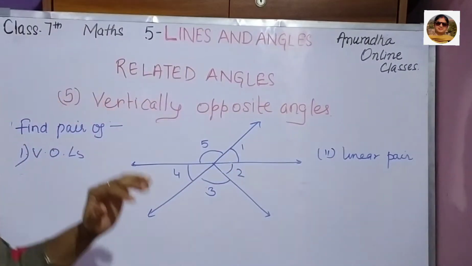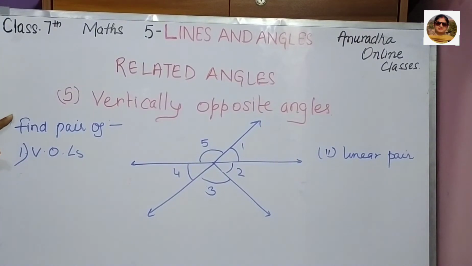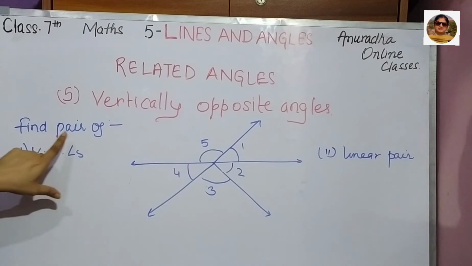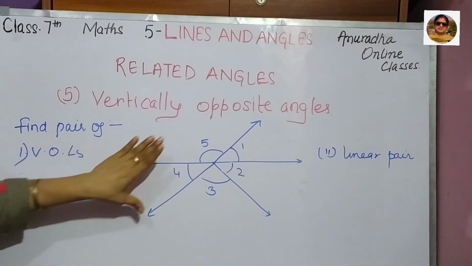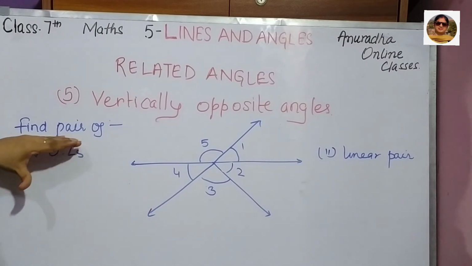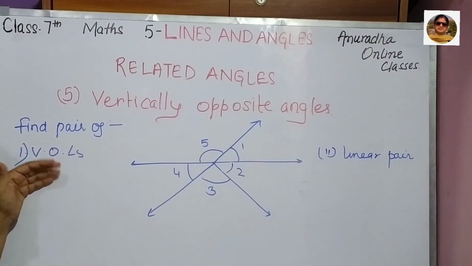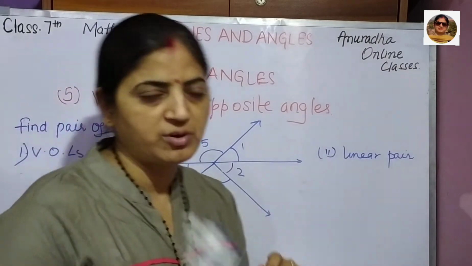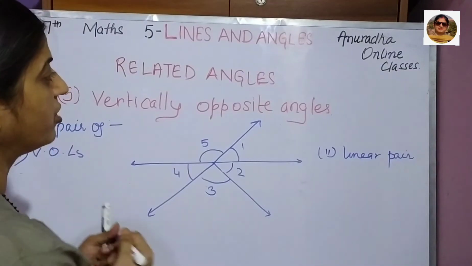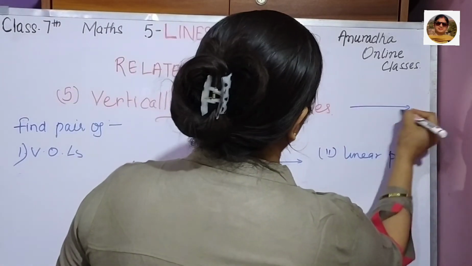So children, I am with one question in front of you. It is written, find pairs of. Okay, I have drawn one figure. In this you have to find out what are the pairs of vertically opposite angle and what are the pairs of linear pair. One more thing I just want to tell you. Vertically opposite angle अभी आपने पढ़ा ना. Vertically opposite angle में क्या एक चीज important होती है?